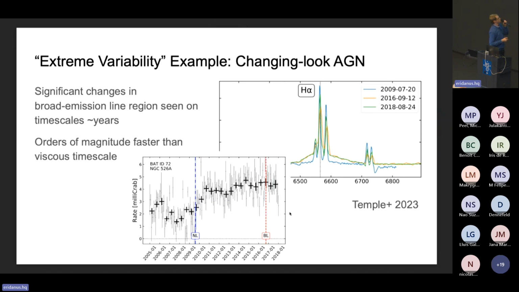Just to highlight in this particular object, we had the Swift BAT X-ray light curve, and you can see over a similar timescale that the ultra-hard X-ray flux has gone up by a factor of 4 or 5. And so, again, this is another sign pointing towards changes in the state of the accretion disk and not just obscuration.